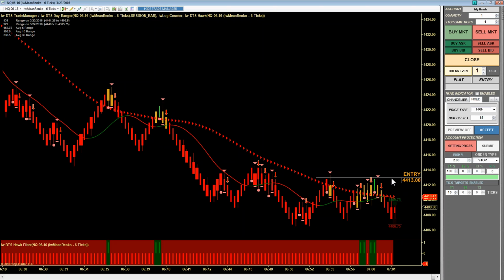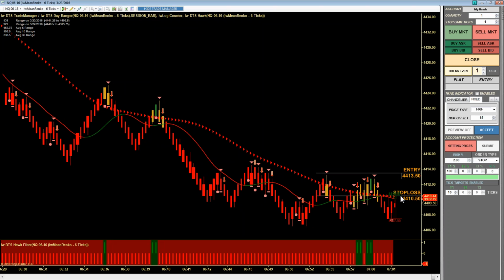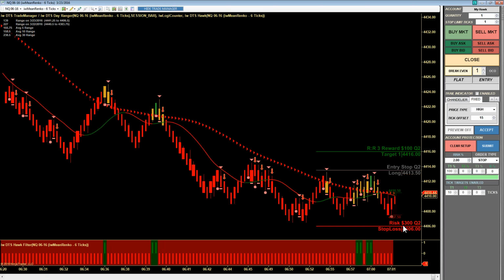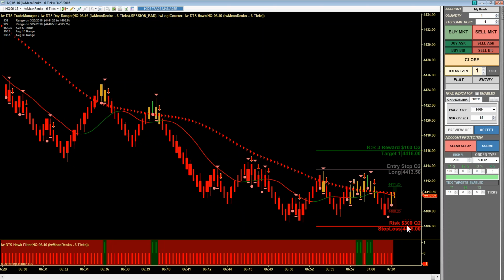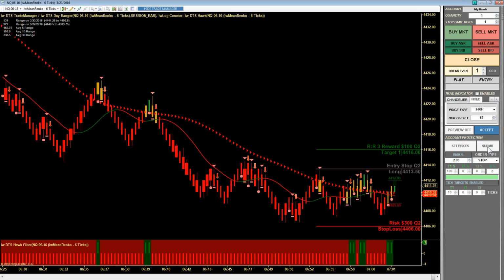So regardless of whether I make my stop really tight, see the risk amount, or if I make my stop looser, see the risk amount never really changes. Okay, I'm going to throw that order in. This is not a bad order, folks. It's a little bit of a counter trend move.